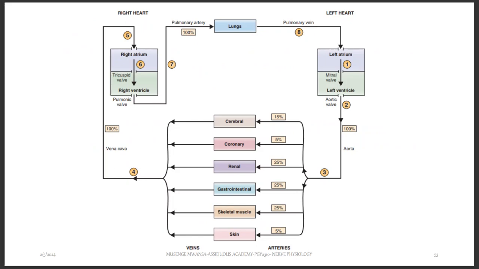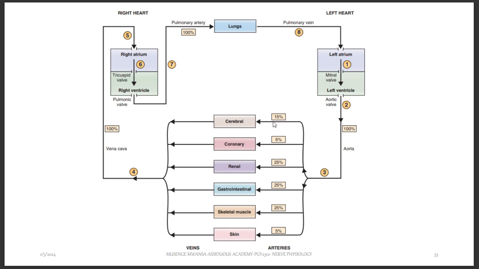And if you look at the cardiac output to different organs, when the heart pumps blood, 100% of blood is going to be able to move. It will go to the lungs. So the lungs receive 100% of the cardiac output. And then it will also go to the aorta. The aorta also receives 100%. And then now it will be distributed.